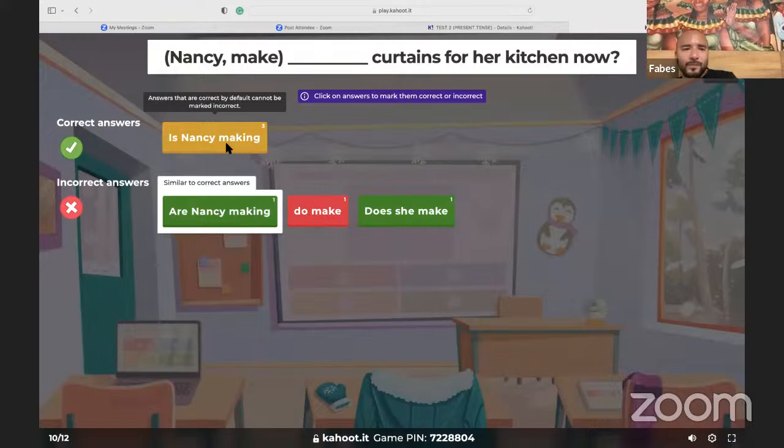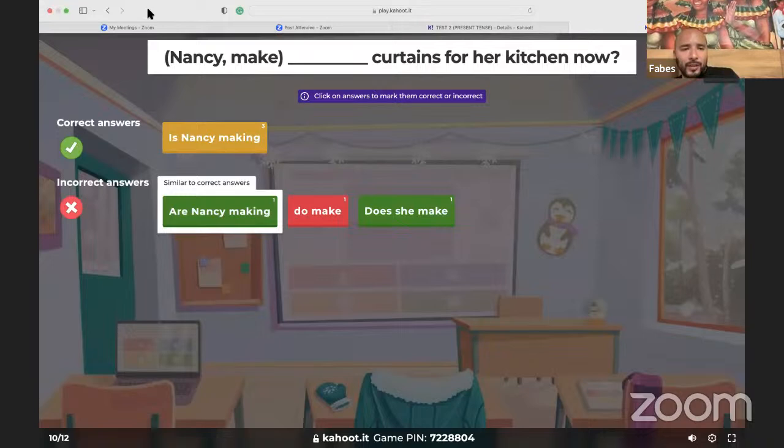I repeat my question. Es una conversación y alguien pregunta a la otra persona, Is Nancy making curtains for her kitchen now? Entonces nos podríamos imaginar que Nancy en este momento, en efecto, está cosiendo en su máquina de coser, o eso no necesariamente tiene que ser el caso. It's my question. What do you think?